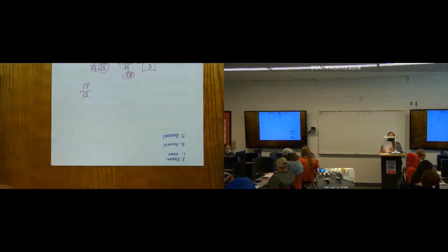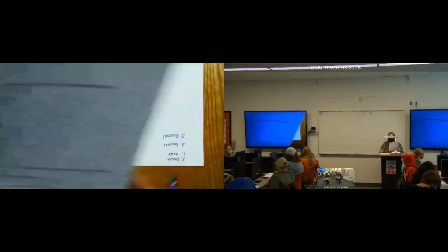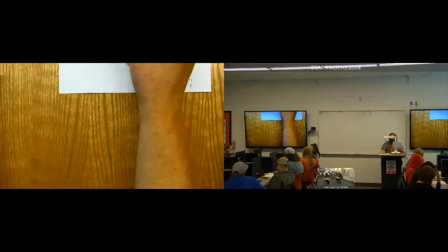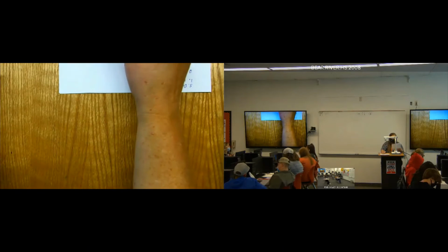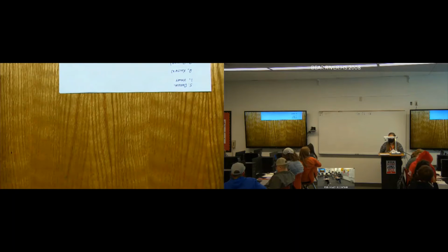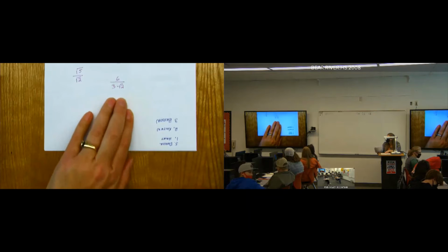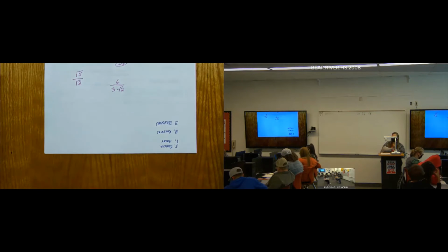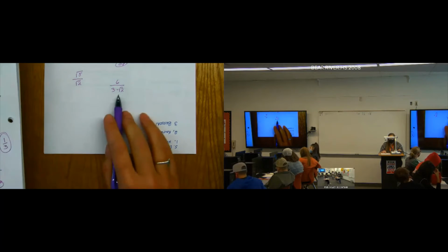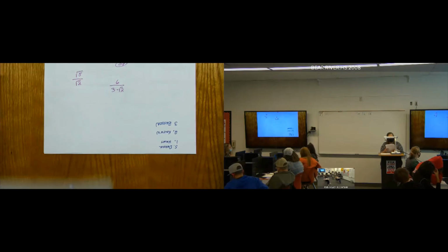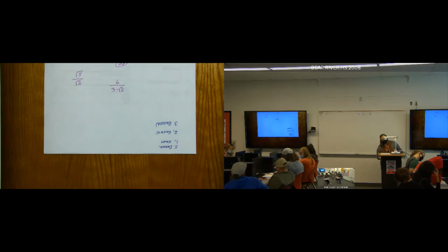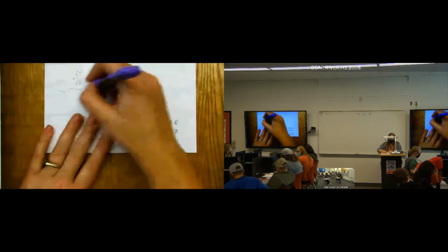All right. Here we go. Now, look at the next problem they give us. It's this: 6 over 3 minus the square root of 2. What do you want to times by? Turn the page. Oh, here. Which example? We're on this one right here. Okay, now, what do you want to multiply by?